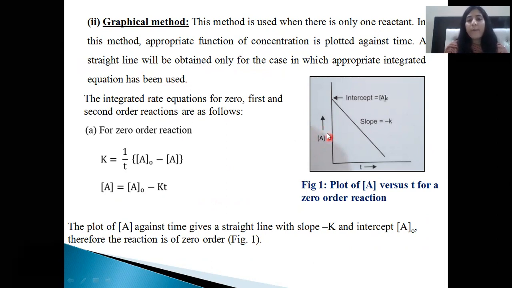If we plot a graph between concentration versus time, we get a straight line having a negative slope equal to minus k and intercept a naught. This means that it is a zero order reaction, because for a zero order reaction, the integrated rate equation is given by this relation, and this is a straight line equation. If we plot a graph between concentration versus t, this is a negative slope having the value k and intercept a naught. So a concentration versus t graph having a negative slope means that it is a zero order reaction.